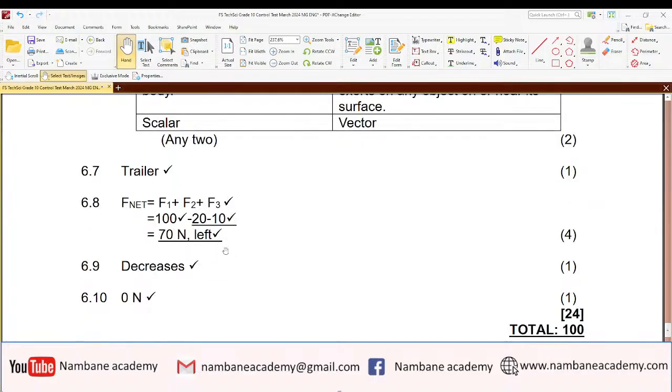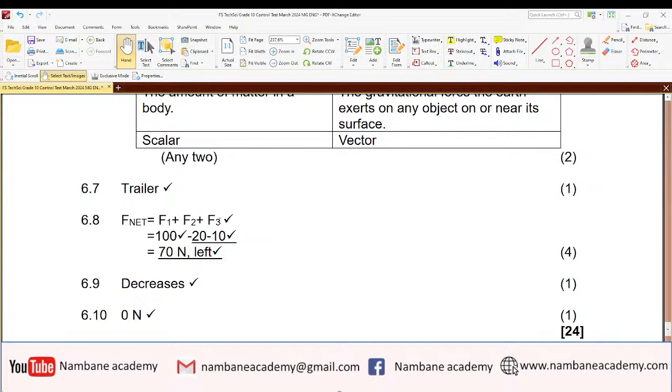Fnet is equal to F1 plus F2 plus F3, 1 mark. Substitution of 100 newtons, 1 mark. We only give the mark for 100, 10 and 20 provided that the correct direction was used. So kindly check the direction that the learner is using, because you'll find other learners saying -100 plus 20 plus 10, we will also award a mark. Because the negative, ladies and gentlemen, it only indicates the choice of direction that the learner has used.